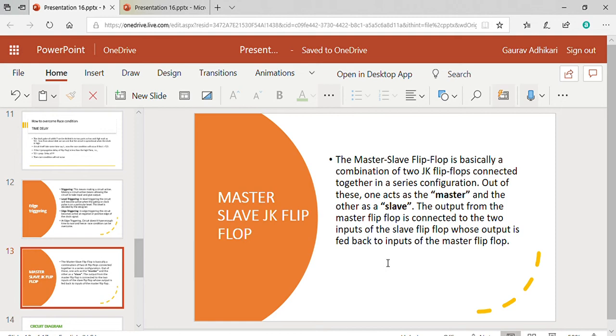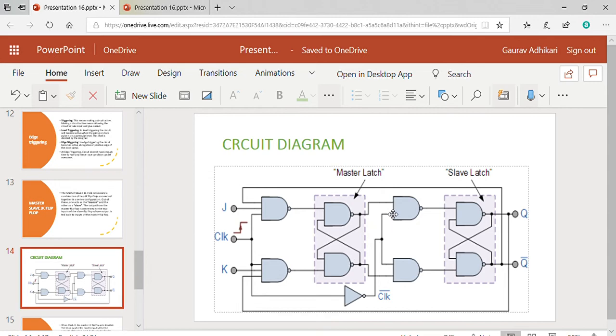The master slave flip flop is basically a combination of two JK flip flops connected together in a series configuration. One acts as a master latch and the other acts as a slave latch. The output of the master flip flop is connected to the input of the slave flip flop, and the output of the slave flip flop is connected to the input of the master flip flop.